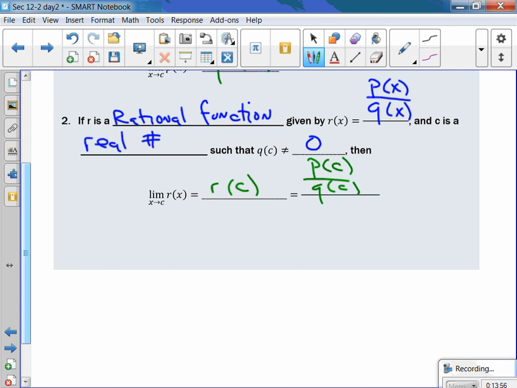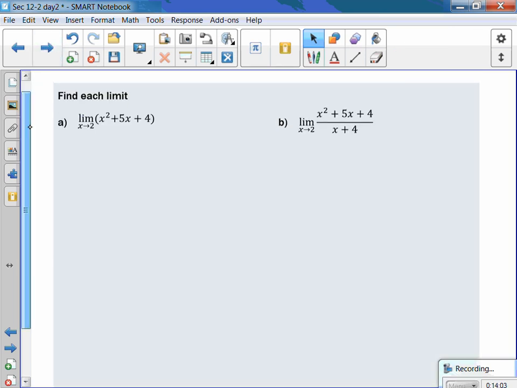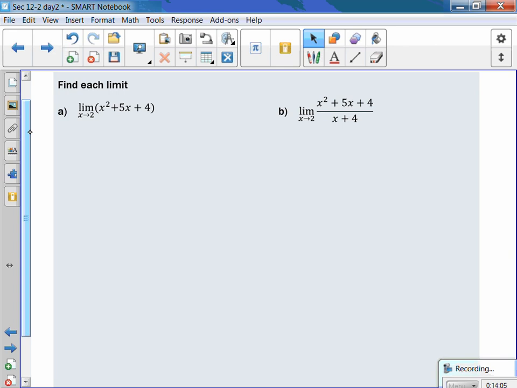All right? So here, if you want to find the limit of this polynomial function as x approaches 2, what do we do? Substitute, coming up with 42. No?